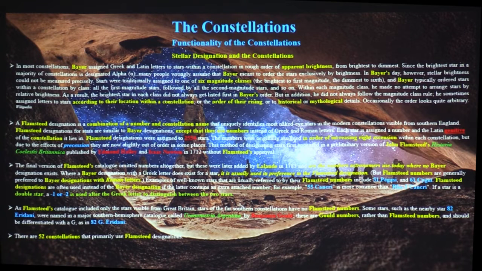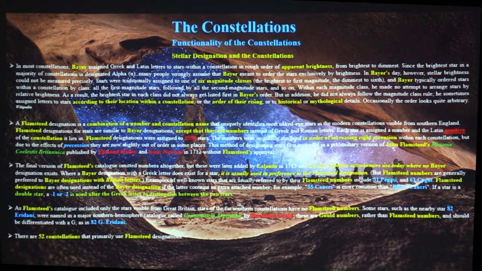His designations for stars were similar to Bayer, except that they used numbers, of course, and the genitive form of the constellation once again, as Bayer had. Flamsteed's designations were assigned to 2,554 stars, a bit more than Bayer's. The numbers were originally developed in order of increasing right ascension, I guess from west to east, within each constellation, but due to the effects of precession, the wobble of the Earth's axis, if you like, they are now slightly out of order in some places.